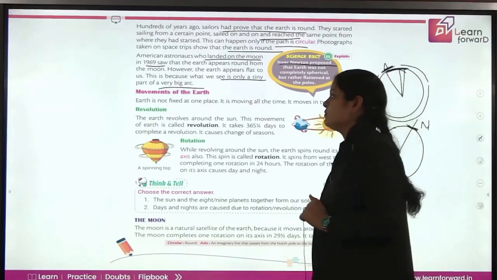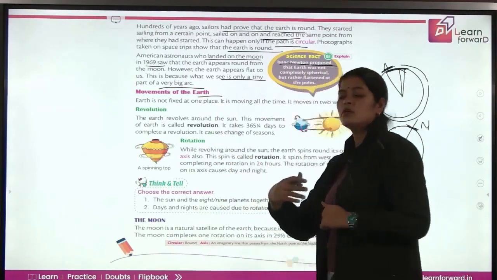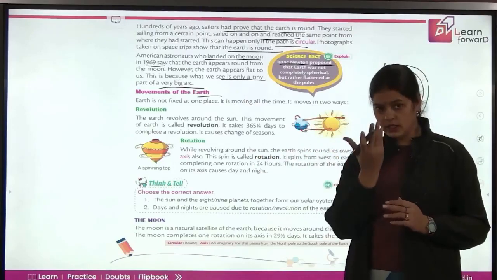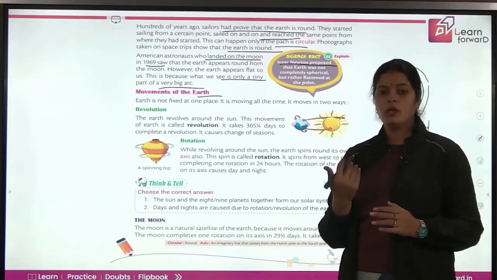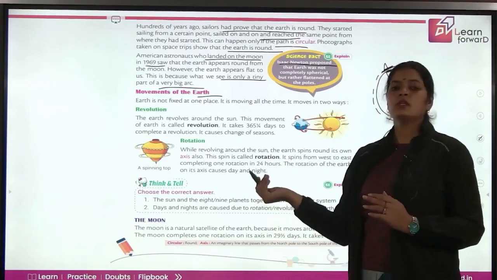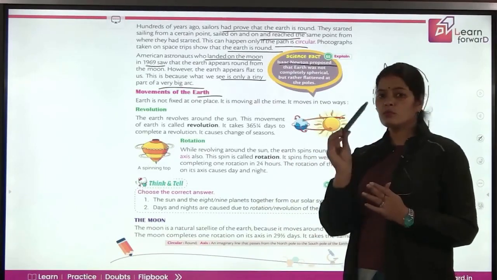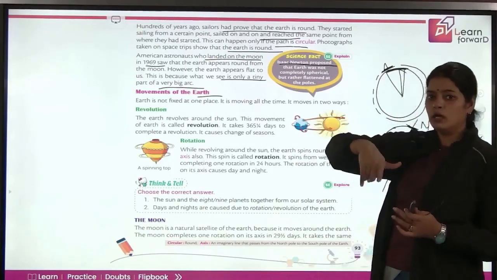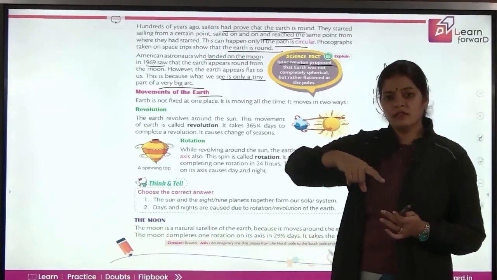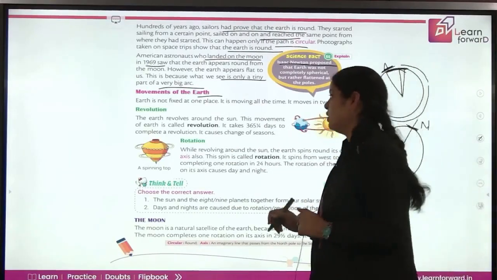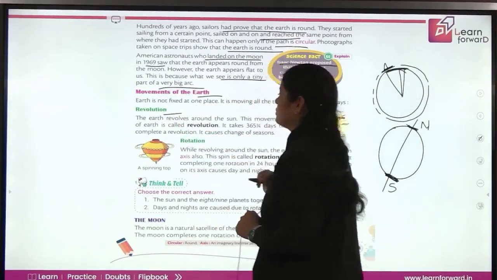So now the movement of the earth. Earth shows two types of movement. One is rotation, the other one is revolution. If something is going around something else, that is a revolution. If the thing is moving on its own, like I spin a top or spin a ball, that is rotation. But if that ball is going around something else also, that is revolution. So let's start with the first one, revolution.